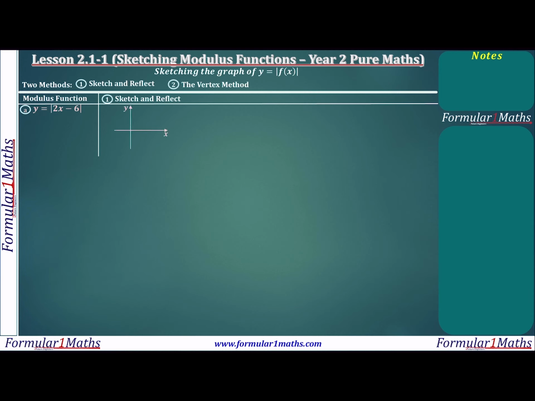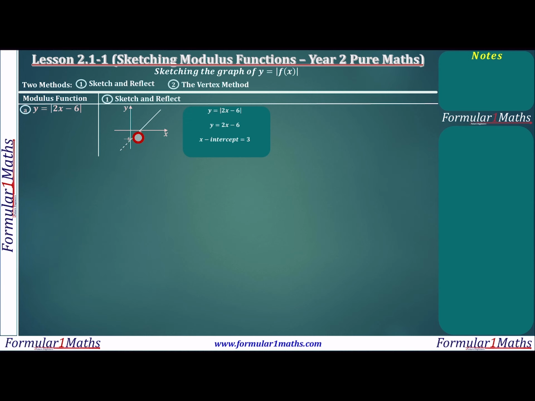Let's draw our axis. And then for this equation, what you do is remove the modulo sign and sketch this straight line. As you can see, the y-intercept is -6, the gradient is positive, and the x-intercept is 3. When you sketch this, you're going to get this graph here, where this is the y-intercept and this is the x-intercept. But because of the modulus function, no part of this curve should have a negative value. But as you can see, this dashed part of the curve has negative values.